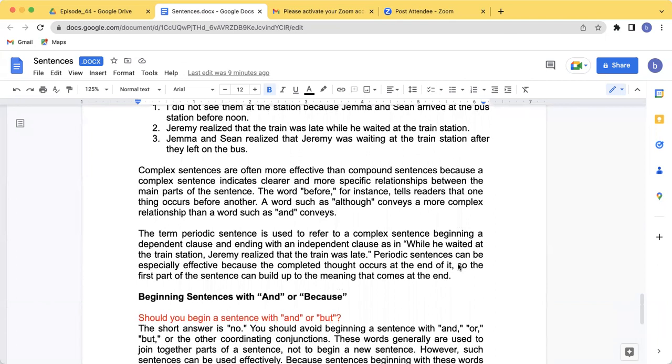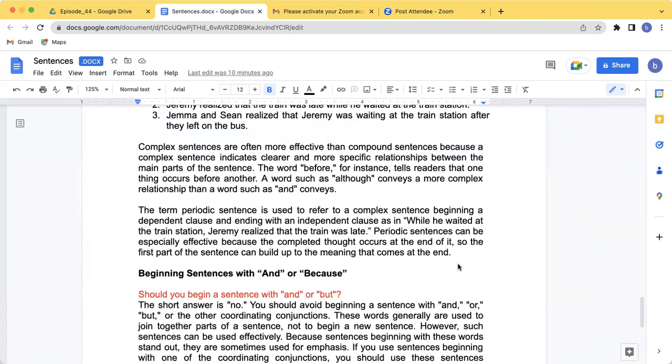Complex sentences are often more effective than compound sentences because a complex sentence indicates clearer and more specific relationships between the main parts of the sentence. The word before, for instance, tells readers that one thing occurs before another. A word such as although conveys a more complex relationship than a word such as and conveys.